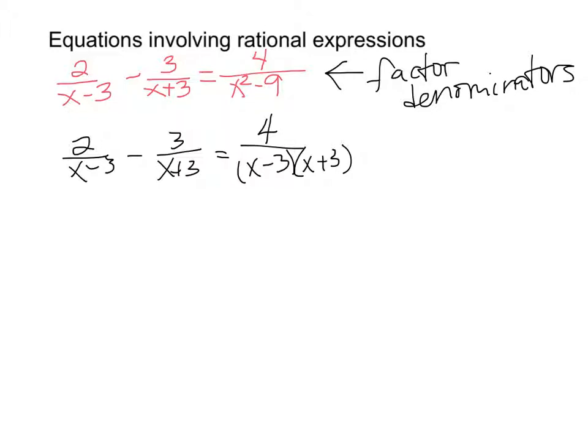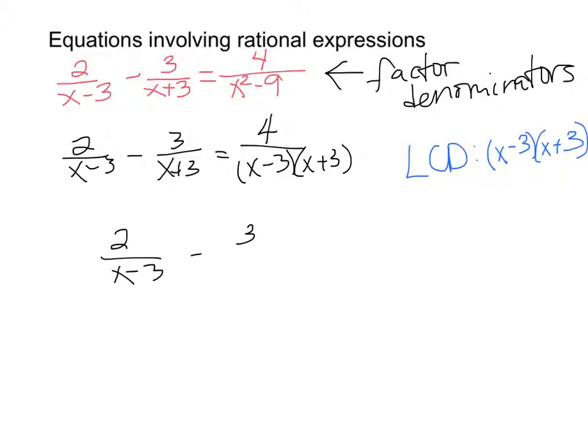So our LCD here, our least common denominator, we find by looking at each of the factors and picking the powers that are needed. All of these are to the first power. And our LCD should just be x minus 3 times x plus 3. Now, in order to work with this, we can start thinking about each of these pieces. If we look at the left side of the equation, the first term, 2 over x minus 3.